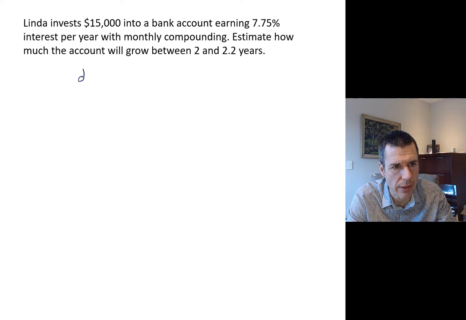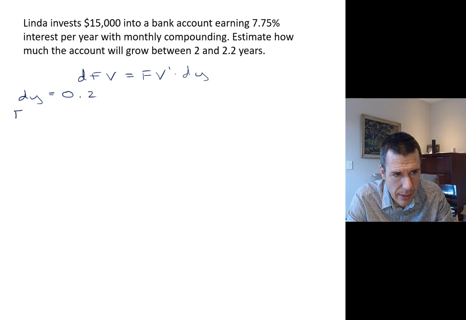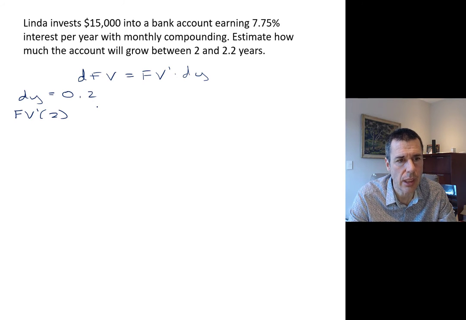So we want d future value is equal to future value prime, the derivative, times dy. And we know dy is the difference between 2 and 2.2, so that's 0.2 years. And we want to calculate the future value derivative at 2 years. Okay, so in order to do this, of course, first we need to write down what the future value is, given a number of years.